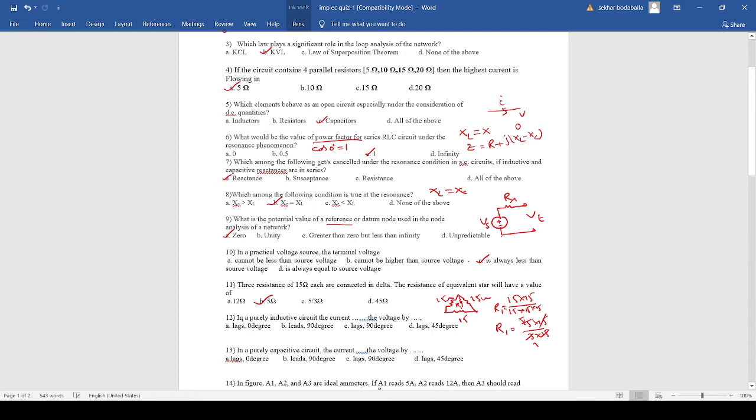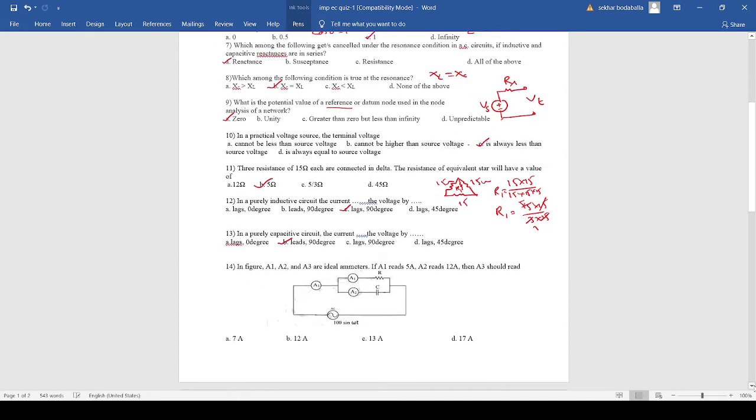12th question. In a purely inductive circuit, the current dash the voltage by dash. So the current lags the voltage by 90 degrees if it is a pure inductive circuit. In an inductive circuit, generally current lags voltage. If it is a pure inductor, it will be 90 degrees. Okay. In a purely capacitive circuit, the current leads the voltage by 90 degrees. So this time current leads the voltage by 90 degrees. So option B is the correct one.